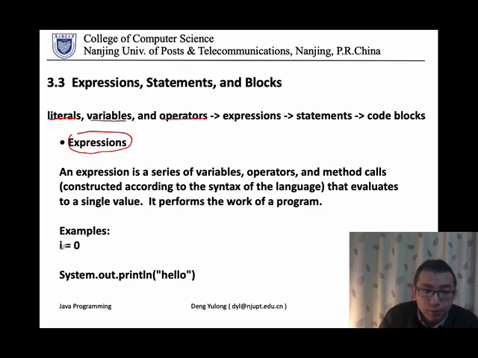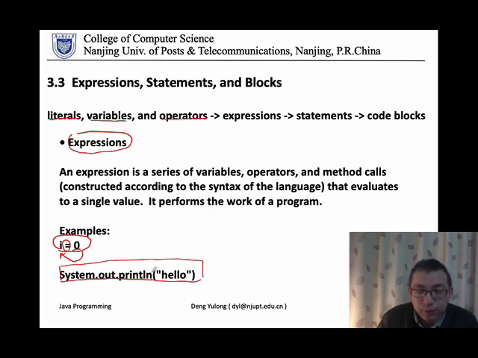Okay. For example, here we have an expression with the assignment operator and 0. This does the task of putting the literal value into the variable i. And the next is a method invocation. We use this expression to print out a string on the text screen. Okay, this is about expressions.